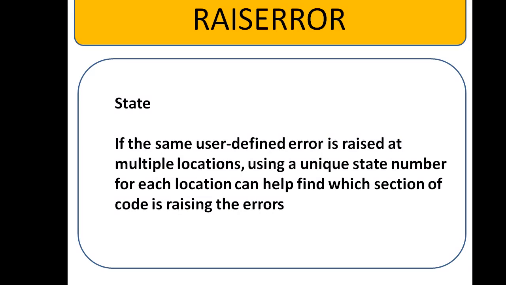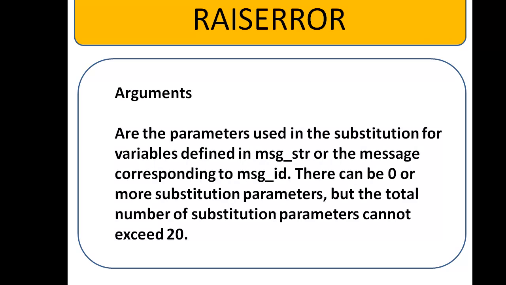State means, if the same user-defined error message is raised at multiple locations, using a unique state number for each location can help find which section of code is raising this error. And the arguments: we can pass parameters using substitution for variables in a defined message string, or a message corresponding to the message ID from sys.messages. There can be 0 or more substitution parameters, but the total number cannot exceed 20. So we can pass only 20 parameters.